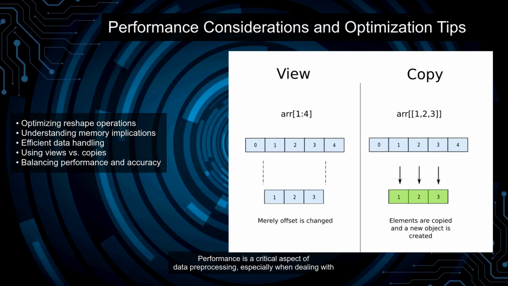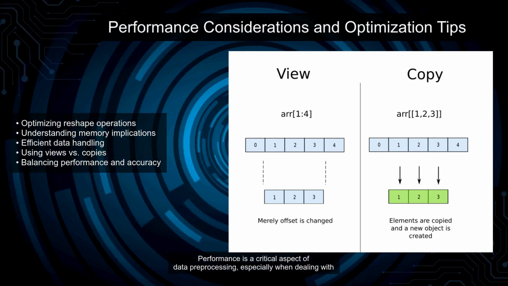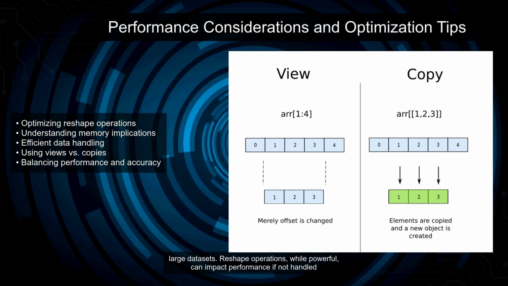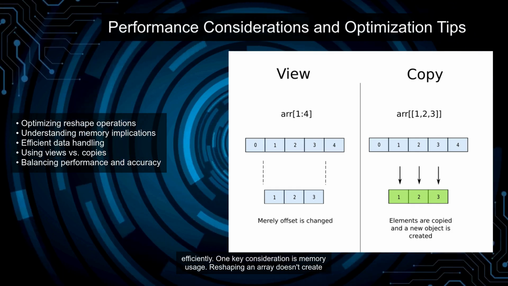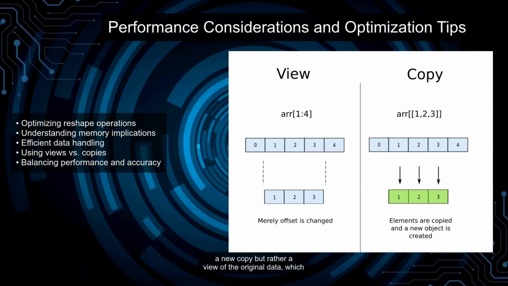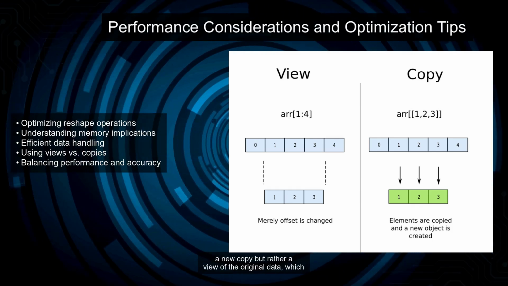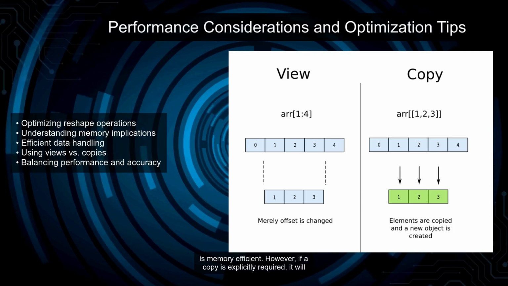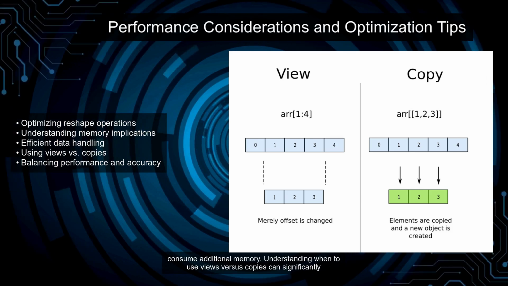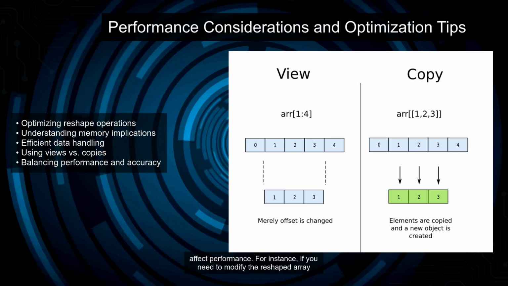Performance is a critical aspect of data preprocessing, especially when dealing with large datasets. Reshape operations, while powerful, can impact performance if not handled efficiently. One key consideration is memory usage. Reshaping an array doesn't create a new copy but rather a view of the original data, which is memory efficient. However, if a copy is explicitly required, it will consume additional memory. Understanding when to use views versus copies can significantly affect performance.